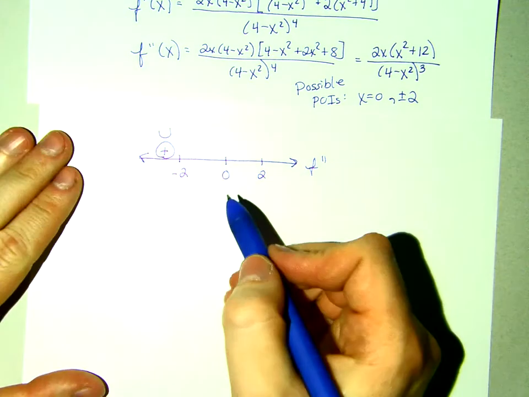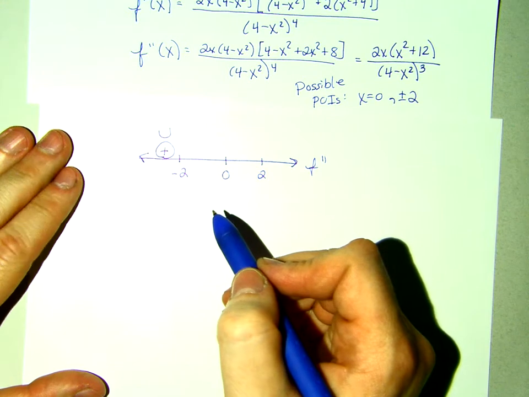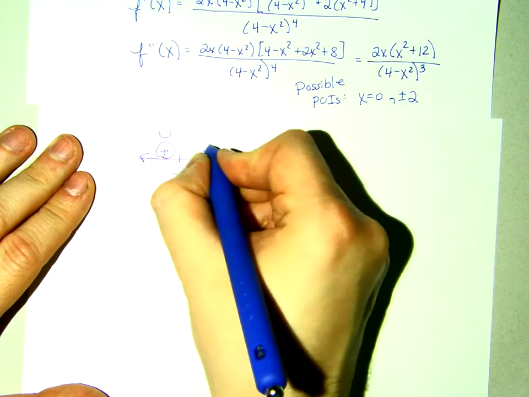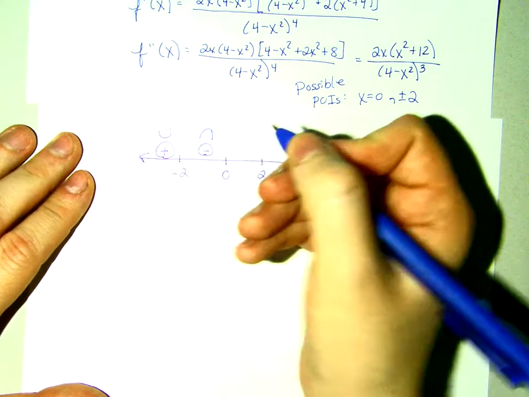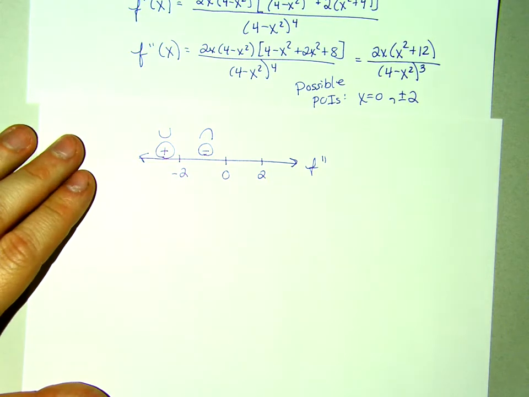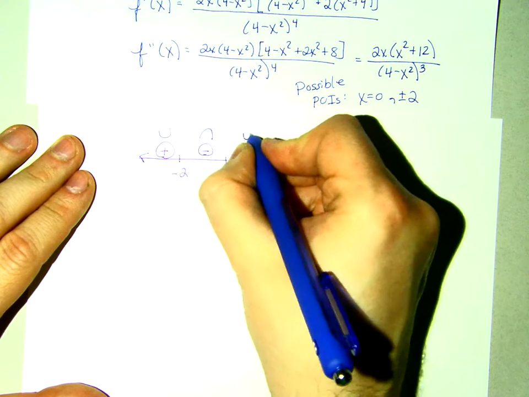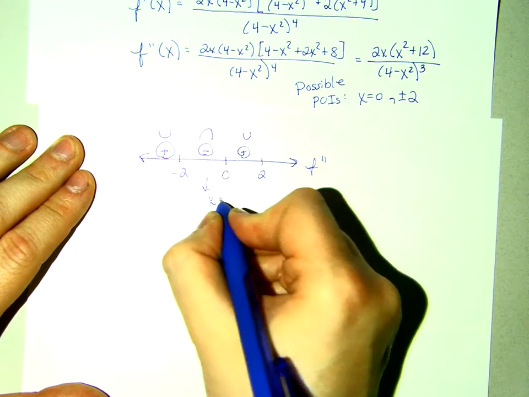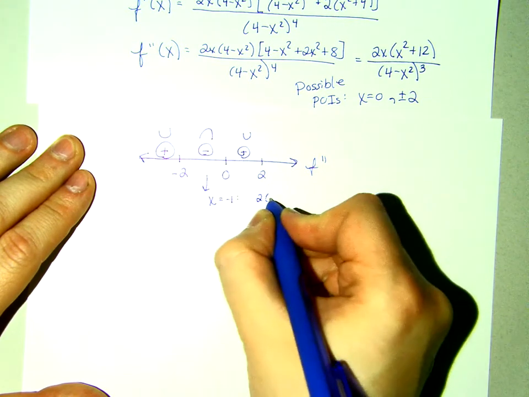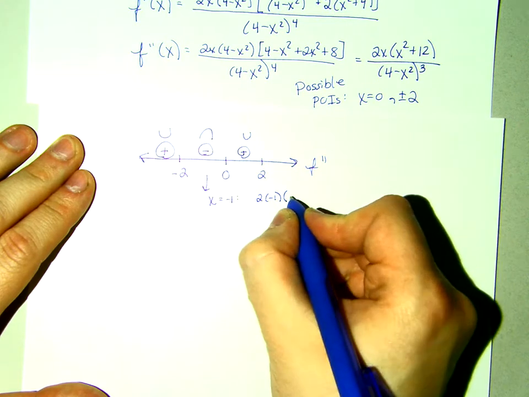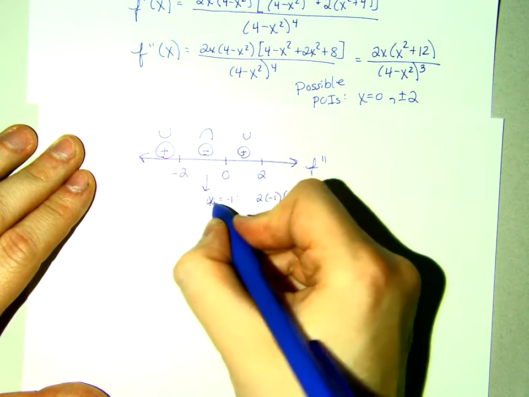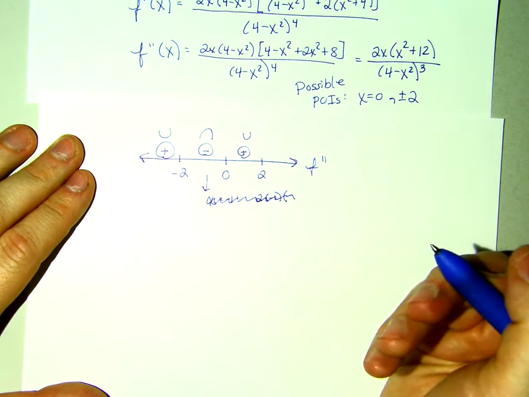Plug in -1. It is negative. Plug in 1. I plugged in -1, I got positive. Okay. X equals -1. You're going to get 2 times -1 times... Plug in 3.